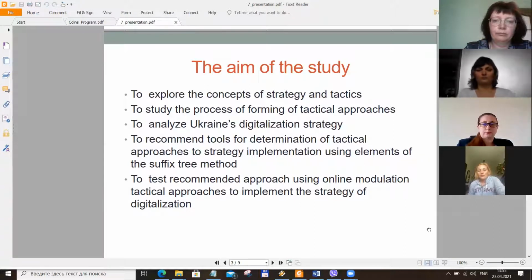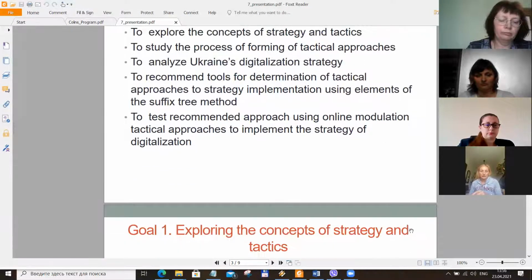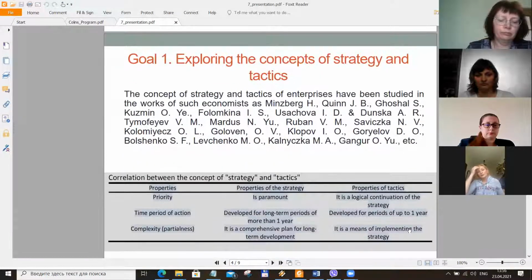Also, we analyzed Ukraine's digital strategy, or strategy of digitalization of the national economy, and then we recommended tools for determination of tactical approaches to strategy implementation using the elements of the suffix tree method. And finally, we test the recommended approach using online modulation of tactical approaches to implement the strategy of digitalization. So let's move to goal number 1. We explored the concept of strategy and tactics.